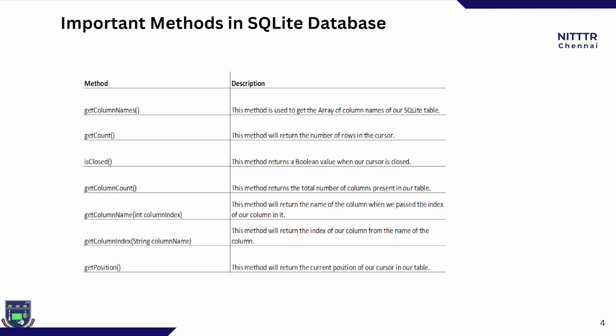Then we have getColumnCount. This method returns the total number of columns. Next we have getColumnName. This method gives the column name for a specific index. Next we have getColumnIndex. This method returns the index of the column by its name. Next we have getPosition. This method returns the current position of the cursor.